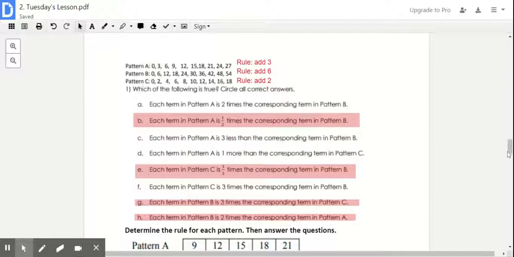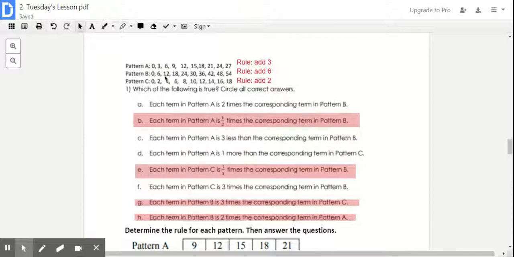All right. Let's go down to G. Each term in pattern B is 3 times the corresponding term in pattern C. This is the opposite of what F was saying. So this one is correct because, again, if I pull a corresponding term out from pattern C, I know 2 times 3 equals 6, 4 times 3 equals 12, so on and so forth.